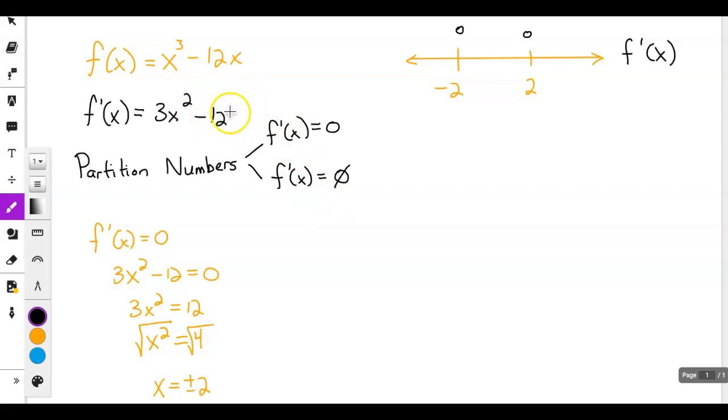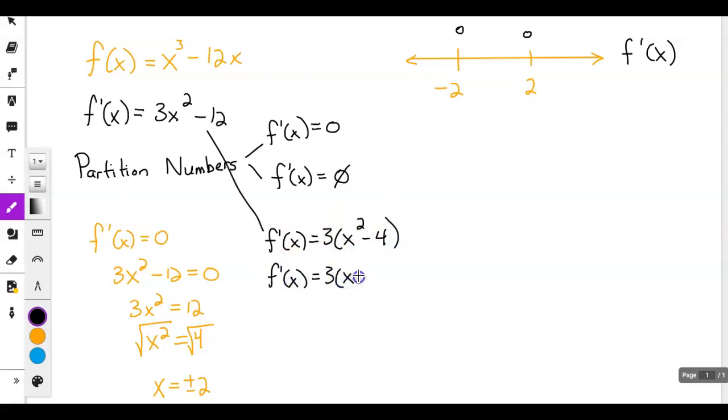The one thing that I probably would do before I started doing my sign chart, and again, this is completely up to you because this one's pretty easy, is you could factor your derivative. If you wanted to, you could factor out the 3. And again, probably on this one, I wouldn't waste my time because this is pretty easy. If you wanted to, you could fully factor it and then do your sign chart there. So either choose if you want to plug your numbers in there for your sign chart or in here.